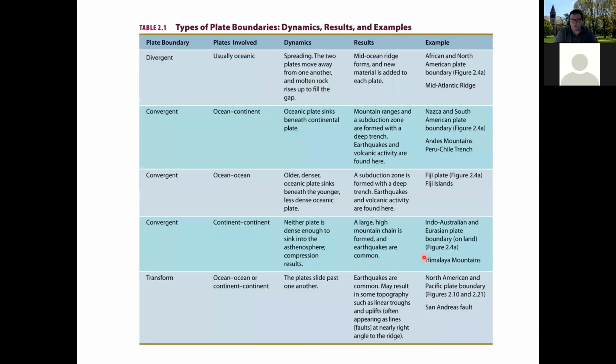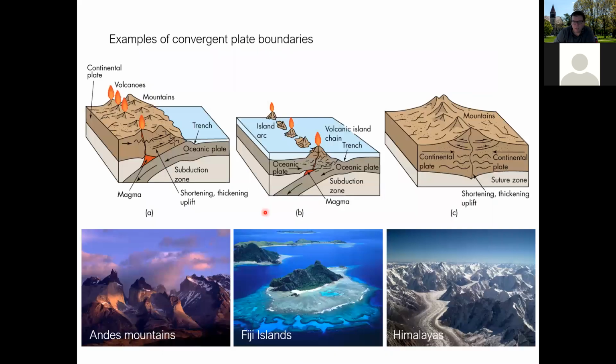The other components we want to talk about, though, are the convergent plate boundaries. We have three major types of convergent plate boundaries. The first is where you have oceanic plates going beneath continental plates. This is the simplest to understand, if you will. Some great examples of this are the Andes Mountains. Others include the Cascade Mountains in the northwestern United States.